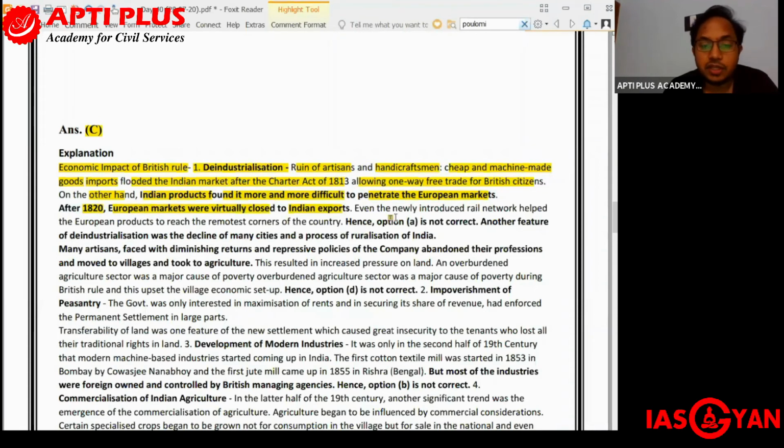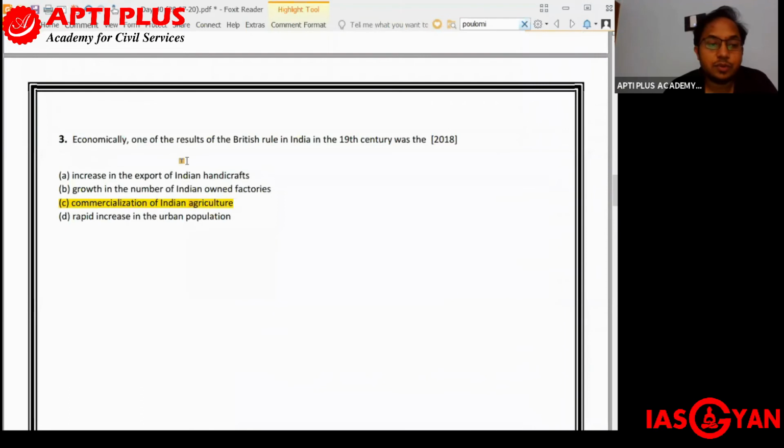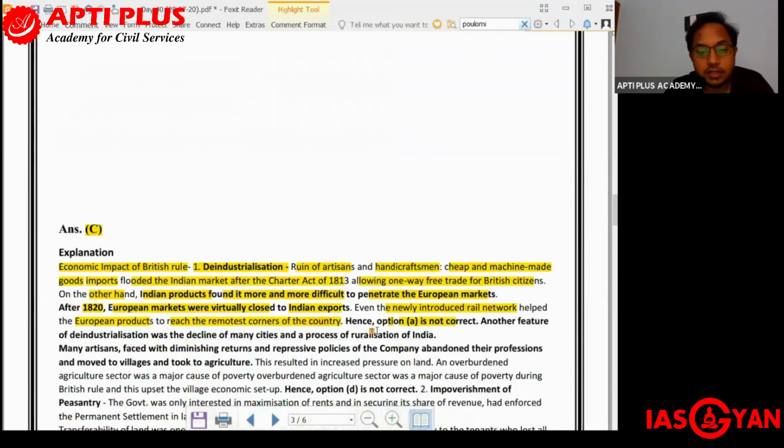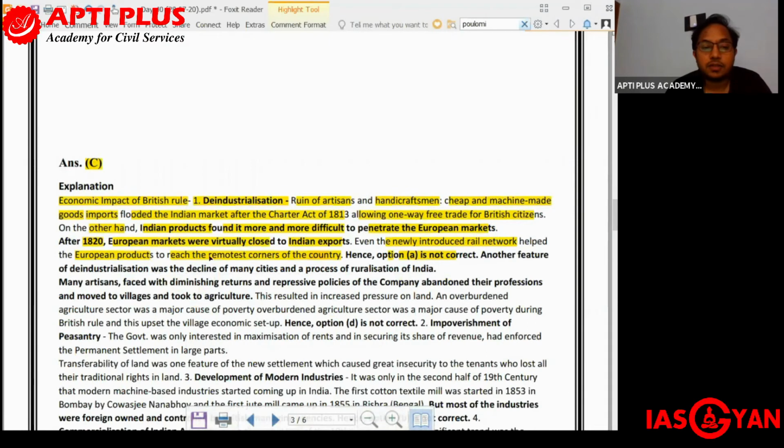Even the newly introduced rail network helped the European products to reach the remotest corners of the country. Hence, option A is not correct. Option A was what? That is increase in the export of Indian handicrafts, as a result of the British rule in India in the 19th century. That is incorrect, because we saw that European markets were virtually closed to Indian exports, and European products were able to reach the remotest parts of the country because of the newly introduced railway network.